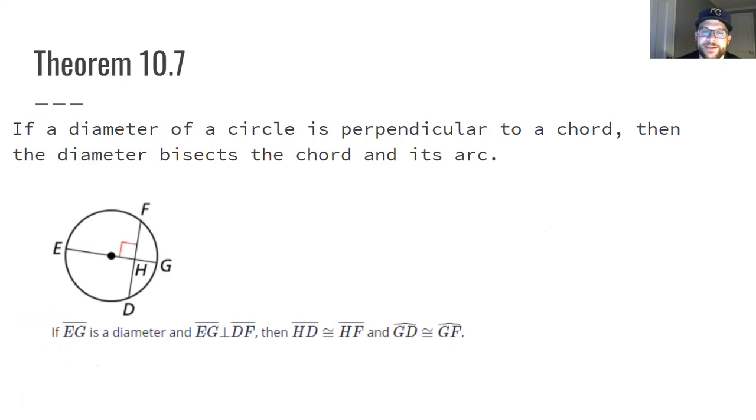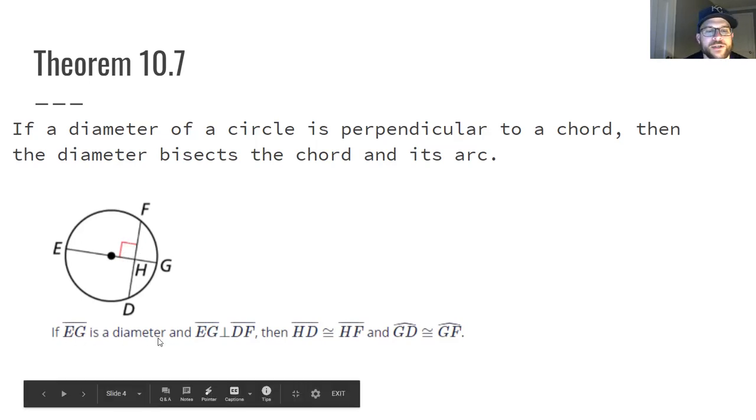Moving into a diameter of a circle: if that is perpendicular to a chord, then the diameter bisects its chord and its arc. So in this circle, you have diameter EG. Notice how it's going through the circle. Then you have chord FD. These two lines are marked as perpendicular because of the 90-degree angle between them.